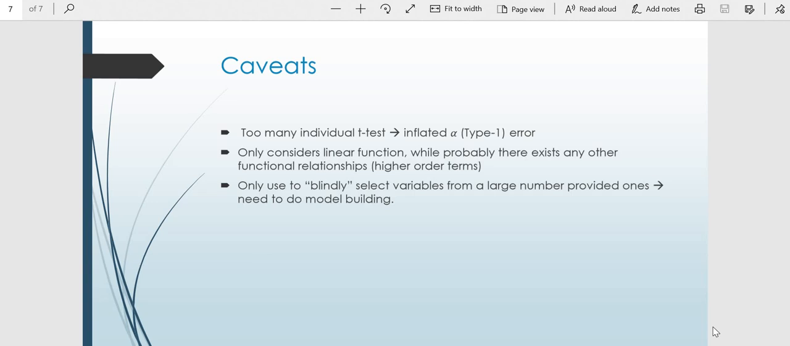Okay, so that's why it is recommended that stepwise regression is not used to choose the best model. That's why in the previous videos I wrote best in quotes, because it's not actually the best model, but just used to blindly select variables if you are given a large number of provided ones. And then among those selected, we need to do some more model building to get a more suitable model.